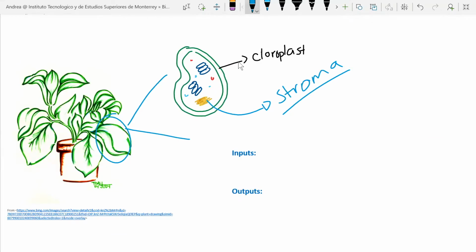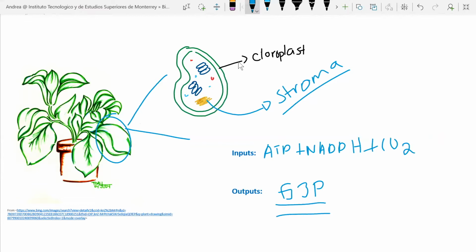So the main inputs for the reaction will be the ATP, plus the NADPH, which were obtained from the products of the light-dependent reaction, and the CO2, which is captured from the atmosphere in form of a gas. And the outputs will be G3P, which is the main output and, let's say, the ultimate goal for the Calvin cycle.